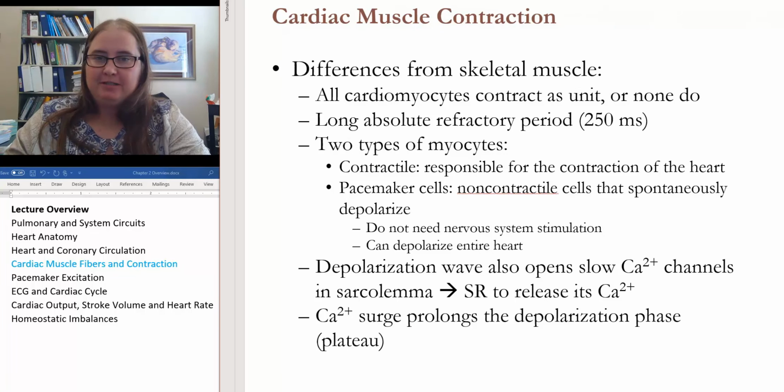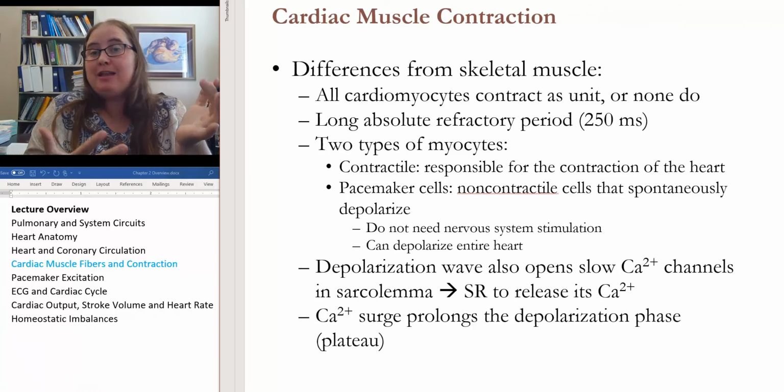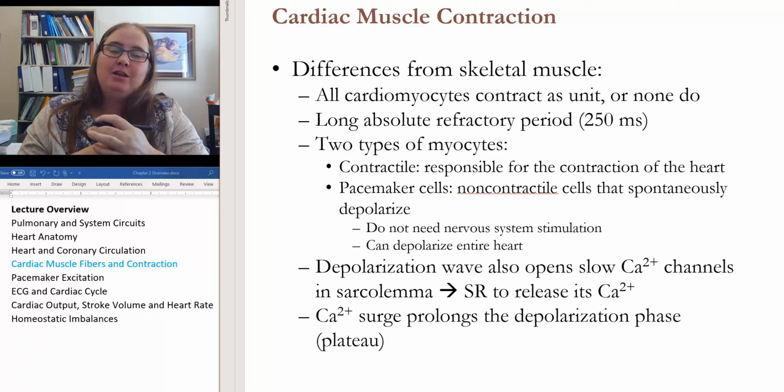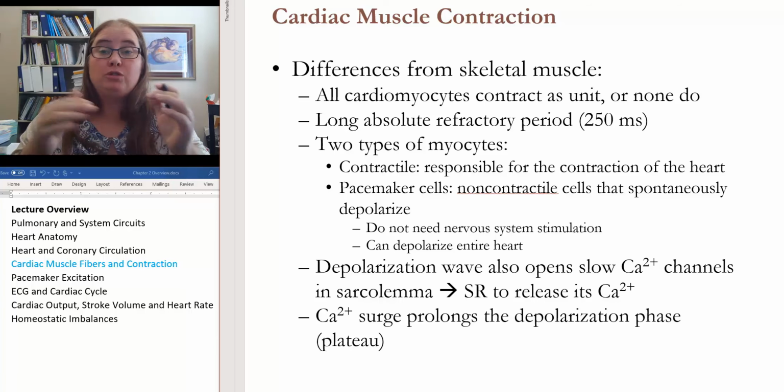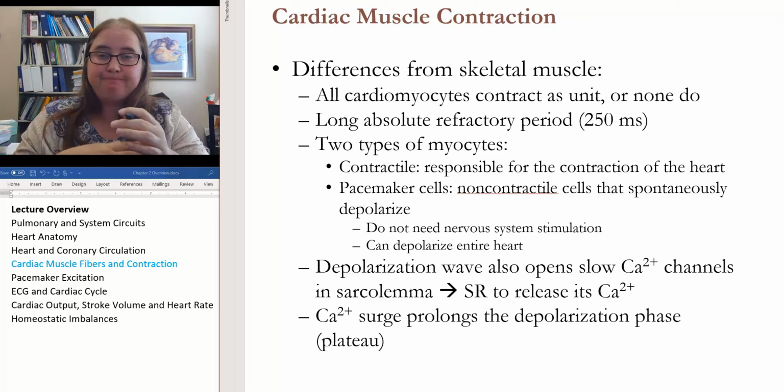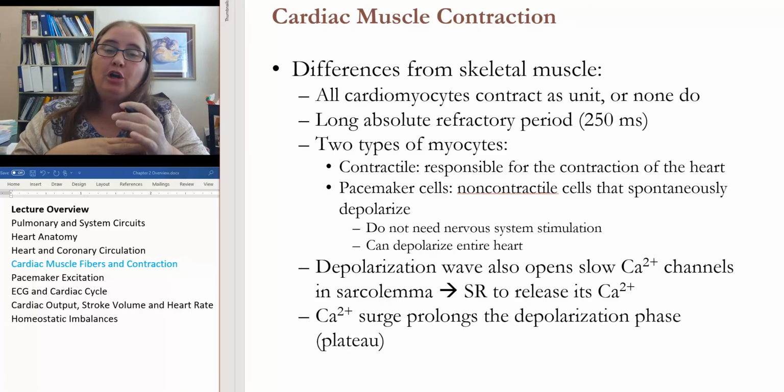Here are the differences. Because of course there's going to be differences, otherwise we'd call a cardiac muscle skeletal muscle. Okay? So the first big difference is all cardiomyocytes. Cardiomyocytes and cardiac cells are the same thing. Okay? They are going to contract as a unit or not at all. So it's almost like an all or none. The entire heart is like an all or none. Okay. Cardiac muscle has an absolute refractory period.